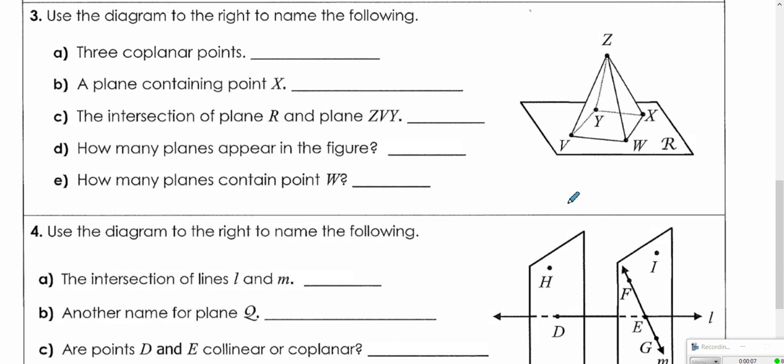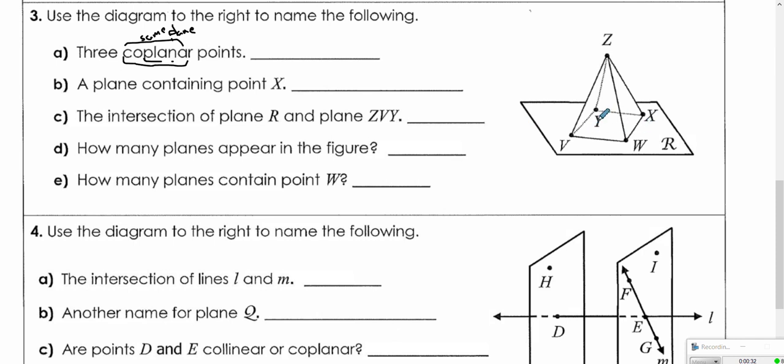This is number 3. It says 3 coplanar points. Okay, now we had collinear. Coplanar is a new word. Coplanar means with, you see the word plane kind of started right there? Coplanar means on the same plane. So 3 points that are all on the same plane.